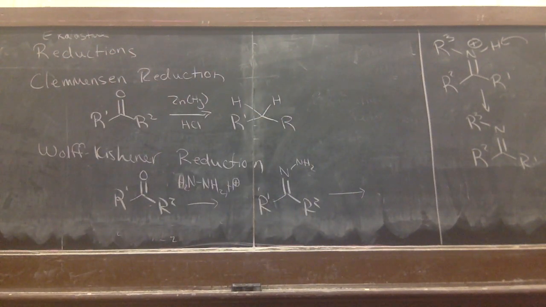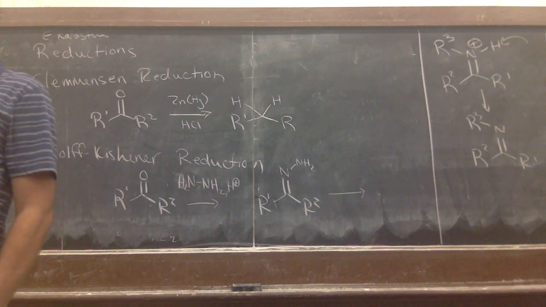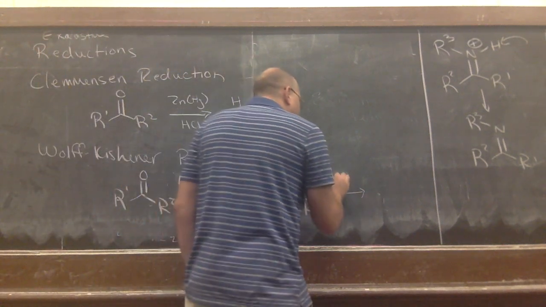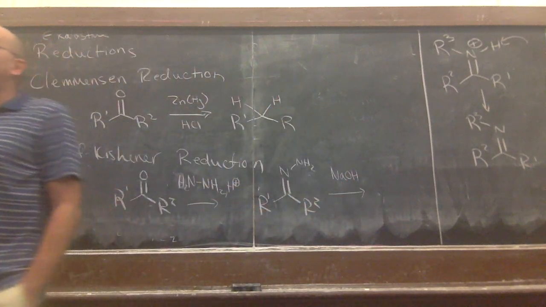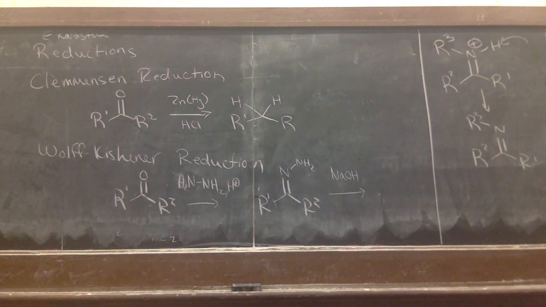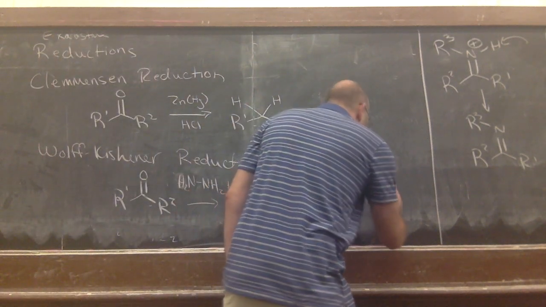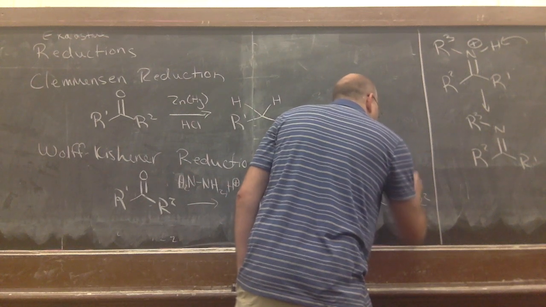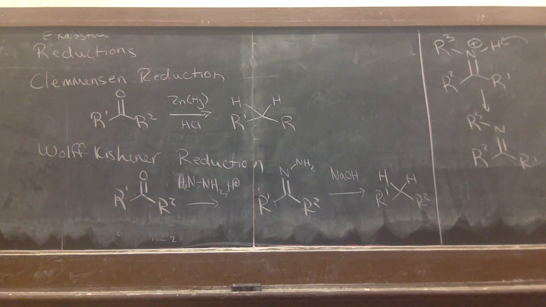And then the second step of the Wolff-Kishner reduction, which again, you can actually do all in one pot, but I think it's just easier to see it as two-step, and sometimes people do it as two-step. You treat this with a base. And this is the challenging mechanistic part that we'll go through together. But that's what ends up being the reagent that helps reduce this. And it's at that point that what you will get to is the exhaustive reduction. Okay?